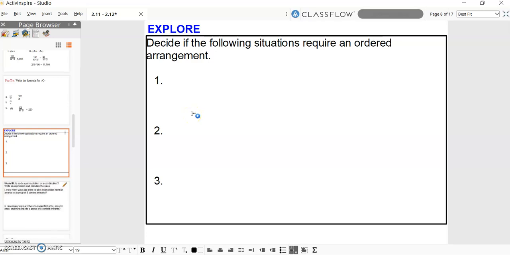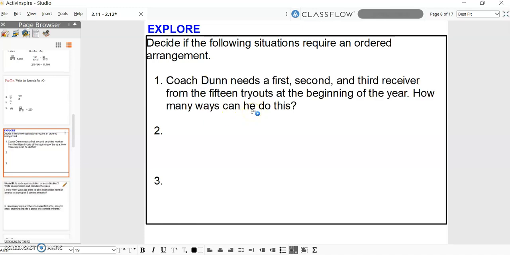Explore. Decide if the following situations require an ordered arrangement. So let's look at each one. Coach Dunn needs a first, second, and third receiver from the 15 people that tried out at the beginning of the year. How many ways can he do this? So we're not actually going to do the math. We're just going to figure out if this is a combination or a permutation.